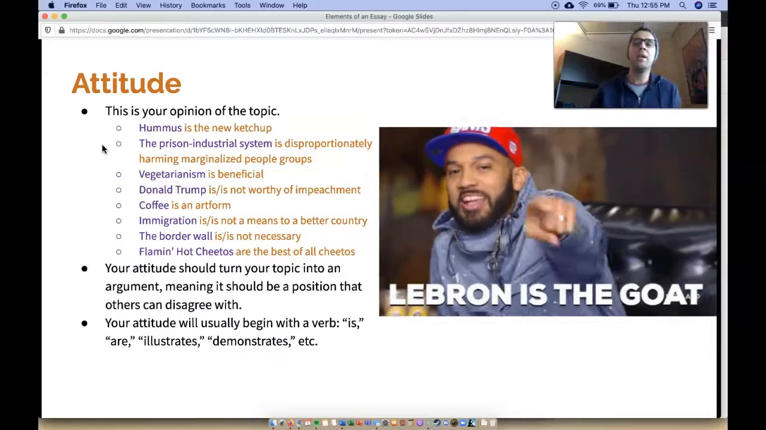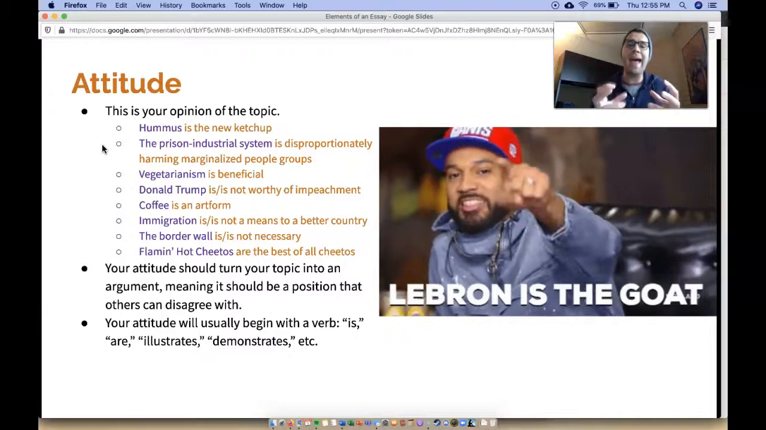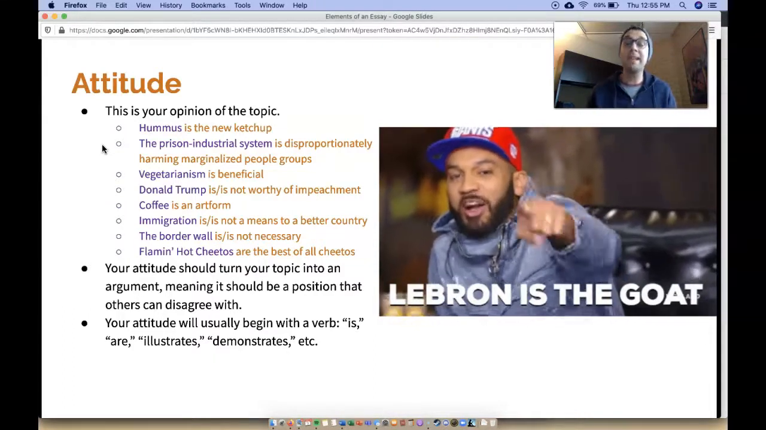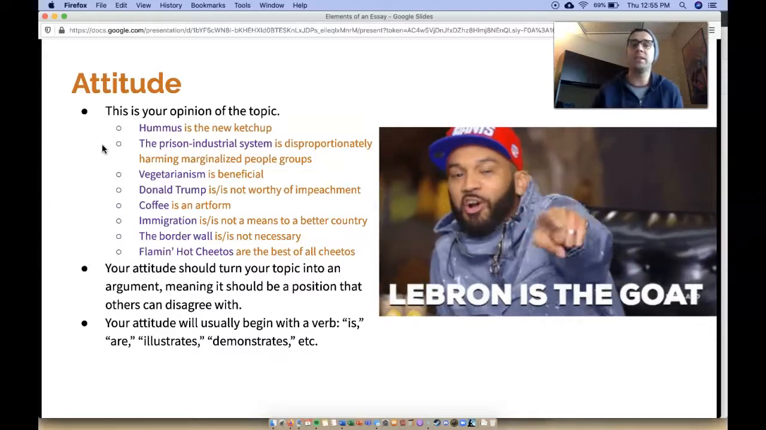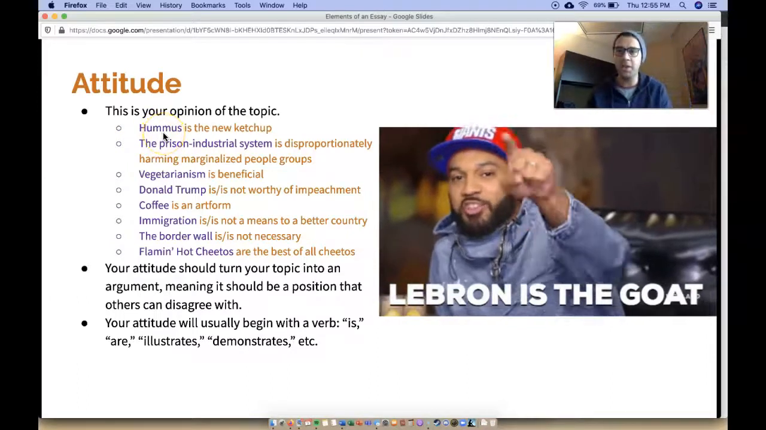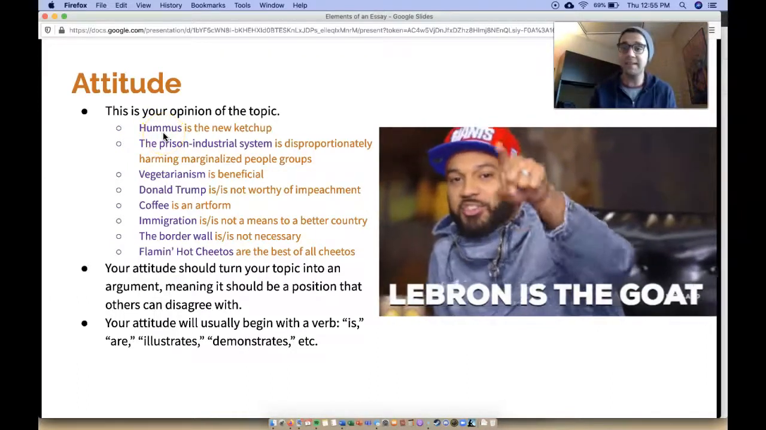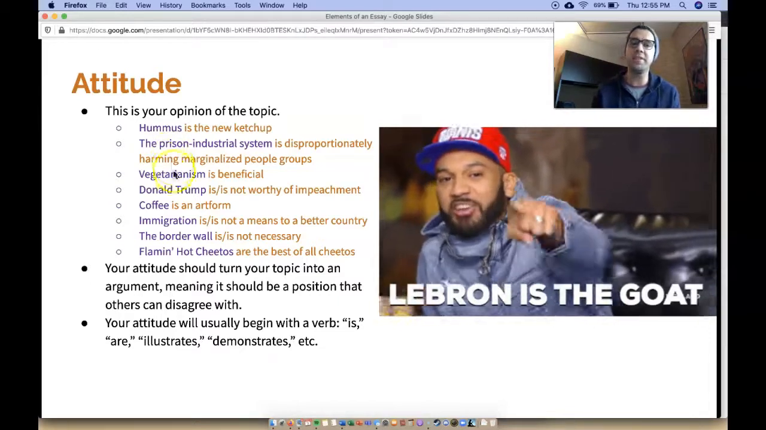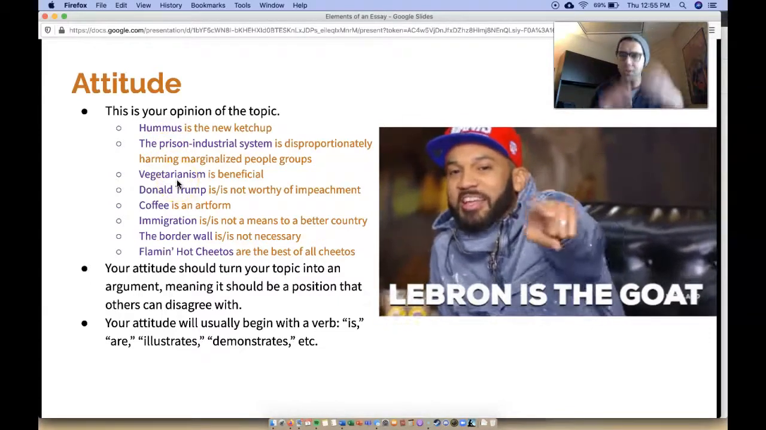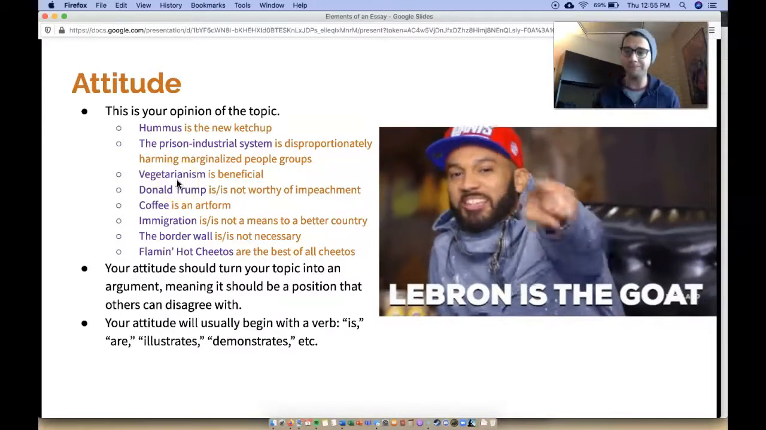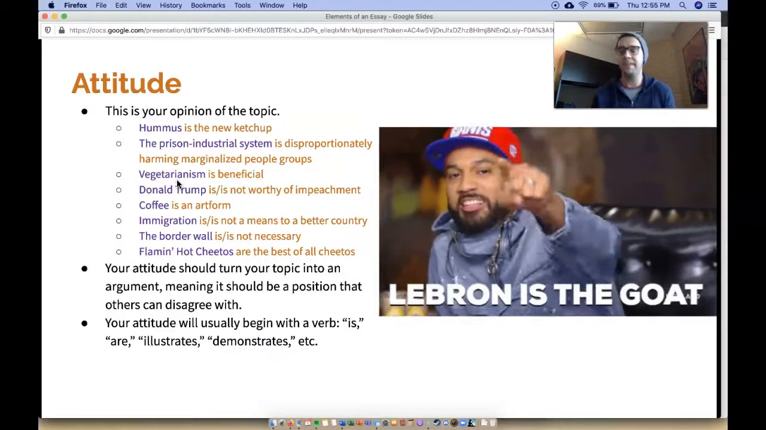Now, what you'll notice with the orange is that I'm making my topic into an argument, meaning that reasonable people can disagree with me. If I made the argument, hummus is the new ketchup, you could disagree with me, and that would make sense. If I said something like, vegetarianism is beneficial, you could disagree with me. Reasonable people can disagree with that statement. And that's what the attitude does. It makes it an argument.